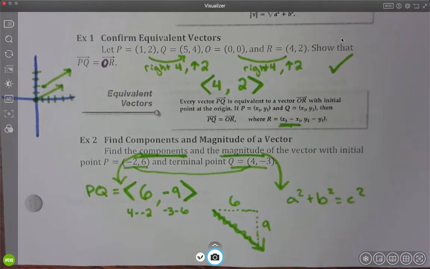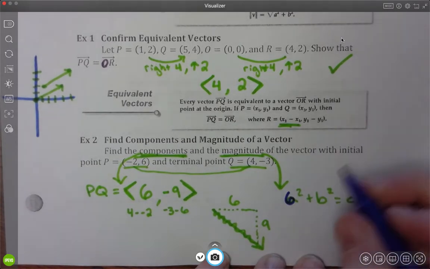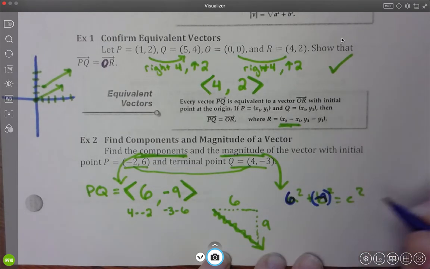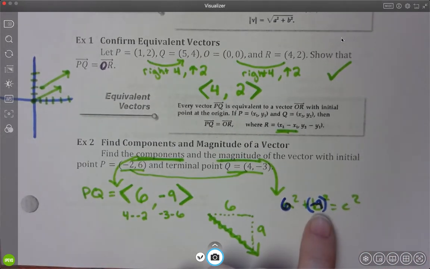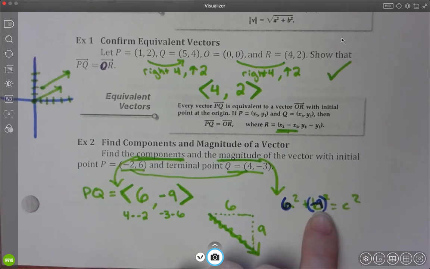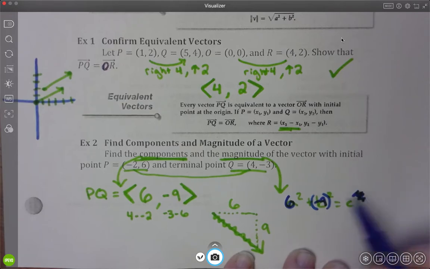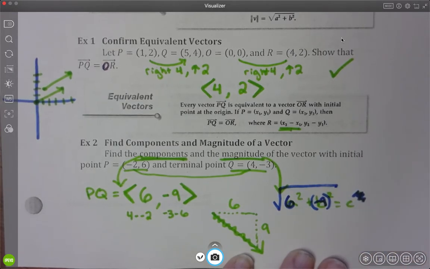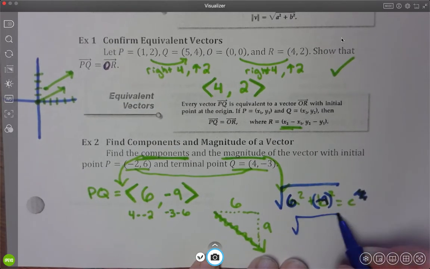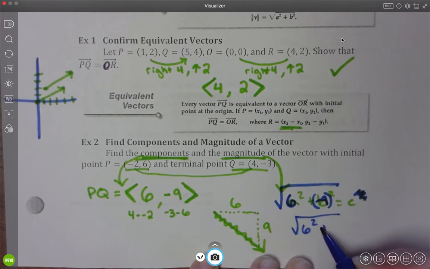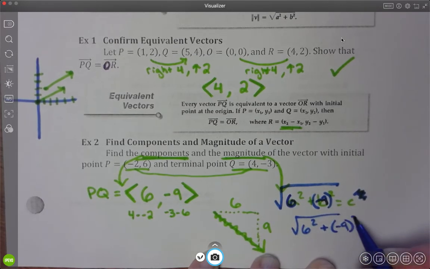Where a is going to be 6, b really is -9. That negative isn't going to matter so much because when you square it, it's going to turn that negative positive. But then you're trying to find c squared. If I'm just trying to find c, I would take the square root of that, okay? So it would be the square root of 6 squared plus -9 squared, and that will give me my c.